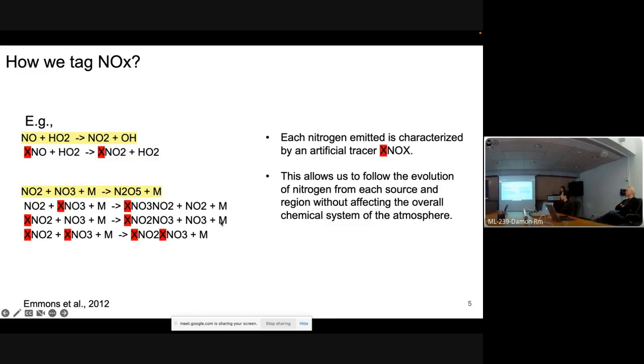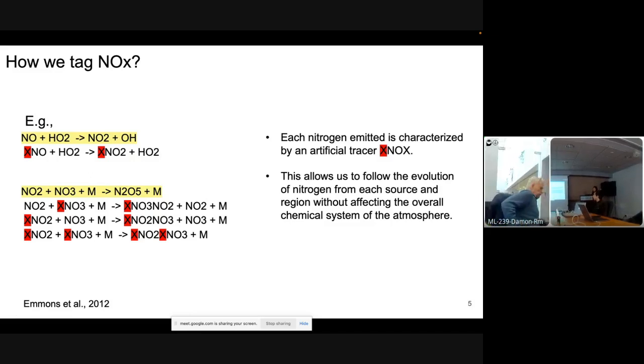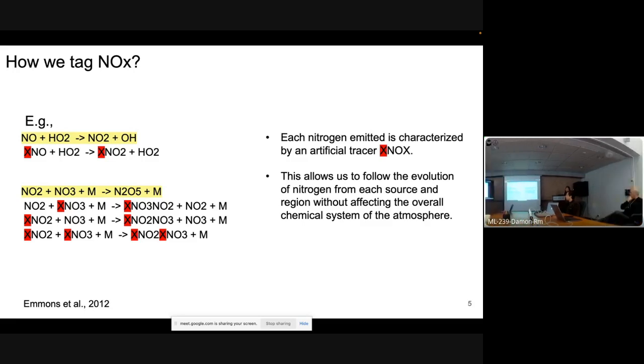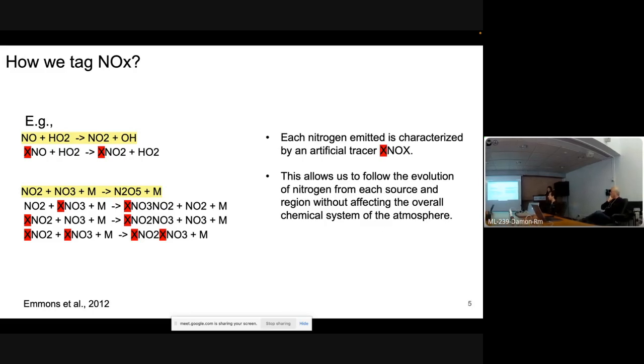So this mechanism allows us to follow the evolution of nitrogen from each source and region without affecting the overall chemical system of the atmosphere, compared to the traditional, commonly used technique of perturbing NOx emissions, say by 20% in a region, to determine its impact. This technique has the advantage of eliminating the non-linearity induced to the chemistry.